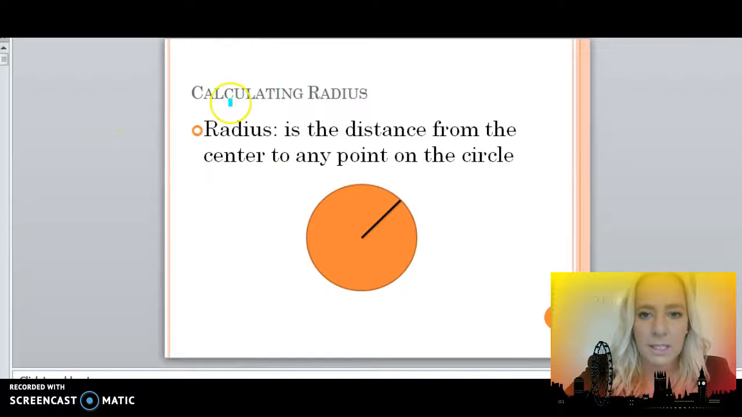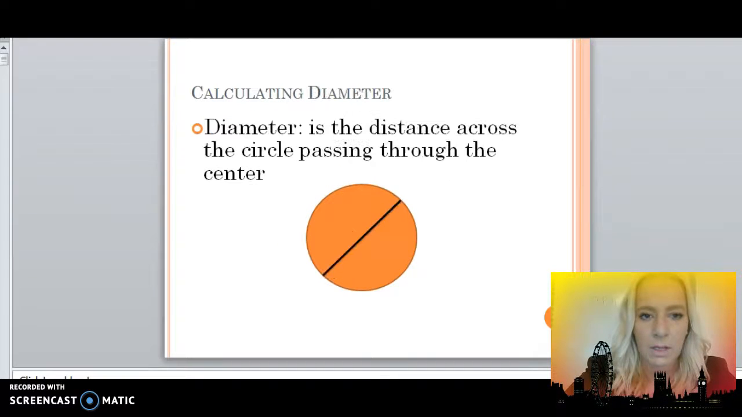So radius is the distance from the center of a circle to any point on the outside or the circumference of a circle. So this is an example of a radius because it starts in the middle of the circle and reaches the circumference or edge of the circle. A radius can go in any direction as long as it starts from the center of the circle to the outside or circumference.